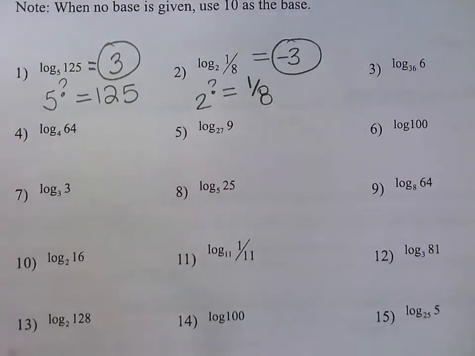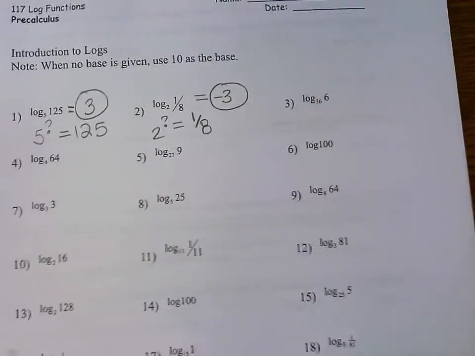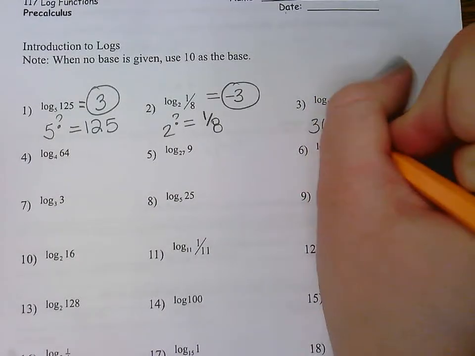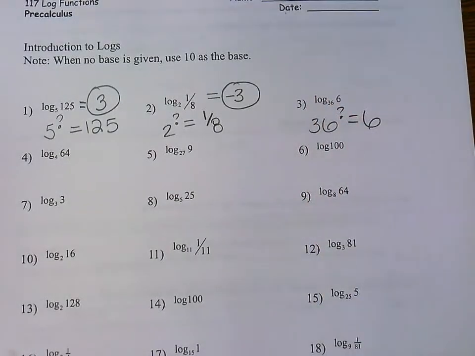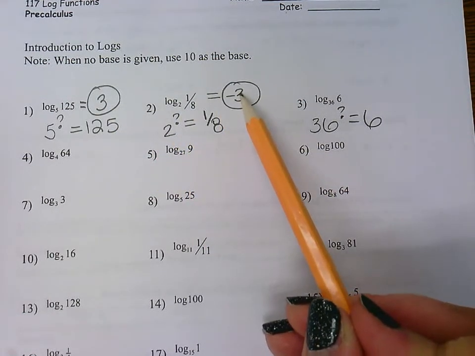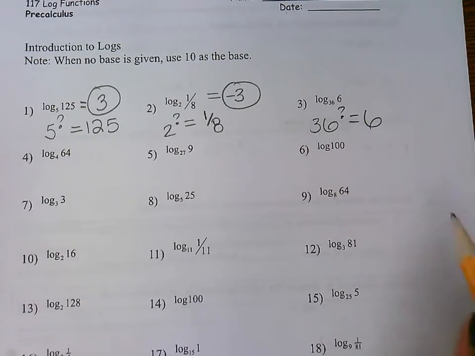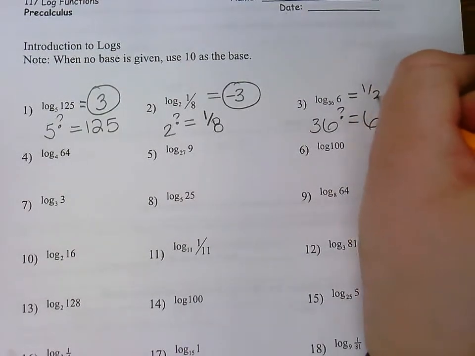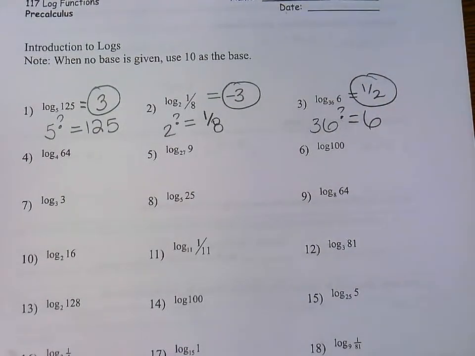So number 3, how would I go from 36, so 36 to what power gives me 6? We're on 117, Ethan. 36 to what power would get me down to 6? So we've used a positive exponent, we've used a negative exponent. How about a fractional exponent? The 1/2 power, because that's really the square root of 36, which gives you 6.